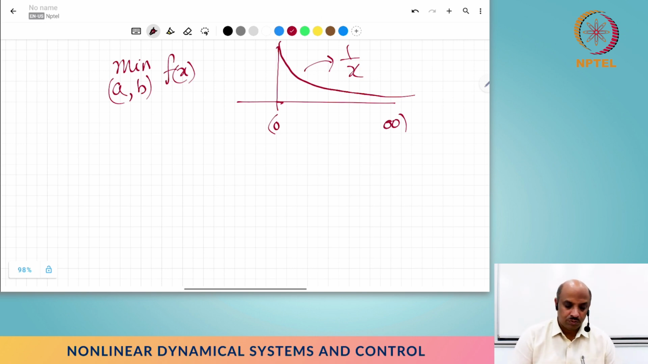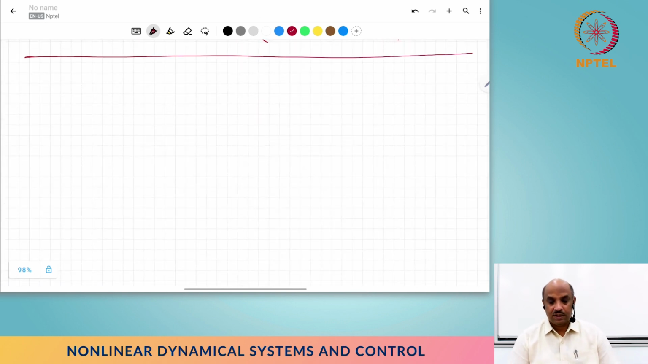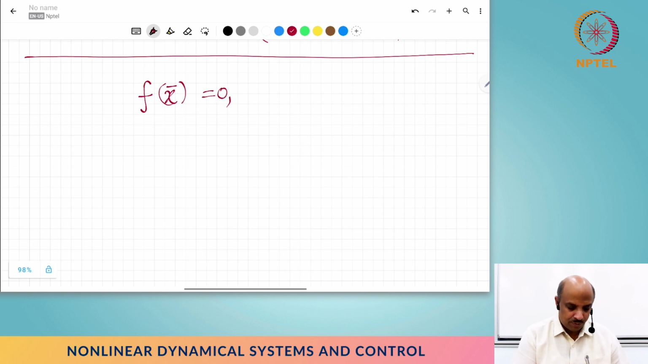And I urge you to think of multiple examples where such a thing can happen, right? So now let's go back and look at the necessary conditions and sufficient conditions. What we said is basically f prime of x bar is 0, and f double prime of x bar is non-negative, and this is a necessary condition, right?